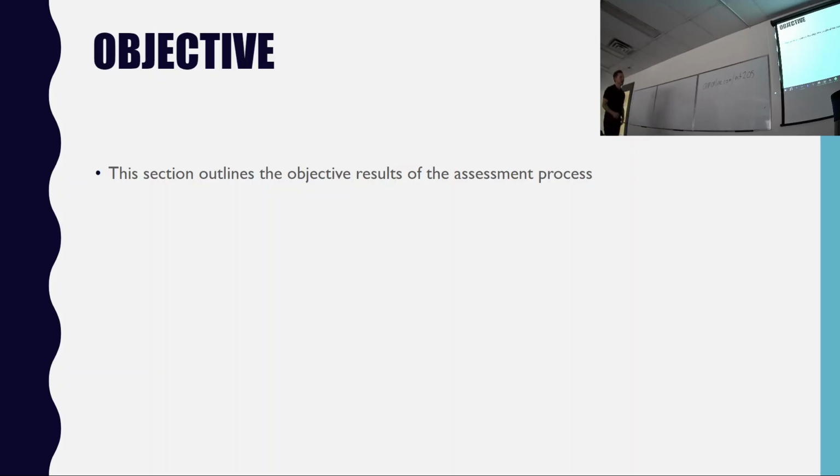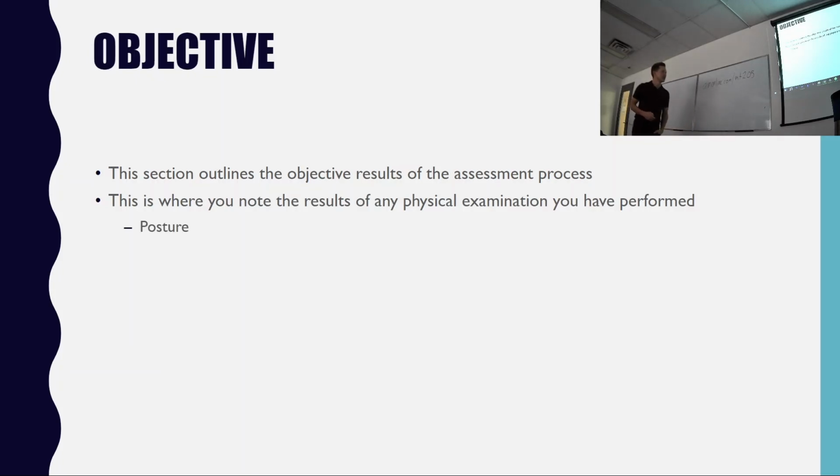Objective. This outlines the objective results from the assessment process. This is where you include the positives within range of motion and special tests. You can also include postural assessment. Client has a forward head posture. Client has internally rotated shoulders. Pain behaviors: client is limping. There was a guarding posture. It's a typical AC guarding posture, it's called. We'll get into it. Client has typical AC guarding posture on right shoulder.